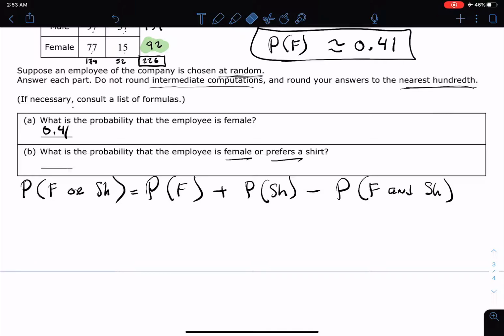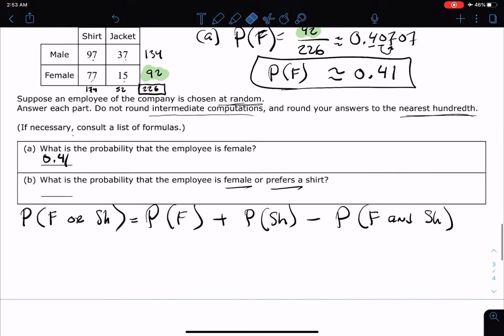So let's first start off with the probability that the person is a female. Let's not use our decimals right now. Let's just go ahead and use fractions. So probability is a female. We already did that, and we used green, I believe. So here it is right here. There are 92 females, so it's going to be 92 out of the total of 226, plus the probability that a person prefers a shirt. We'll go ahead and do that in red.